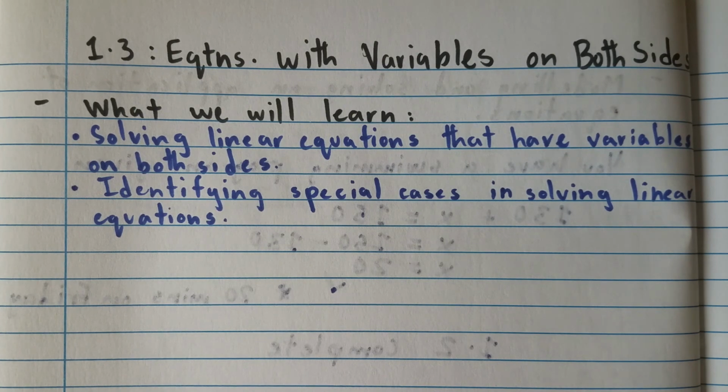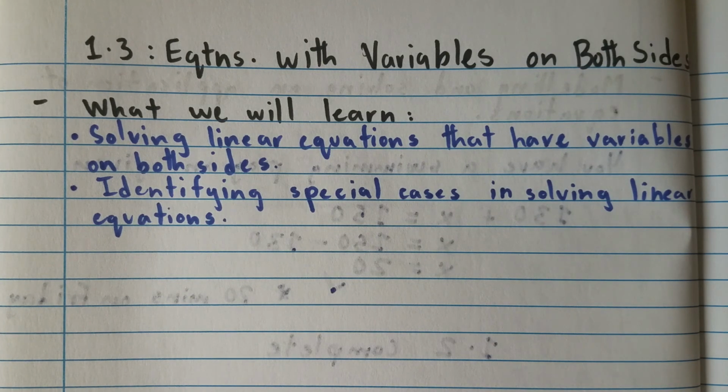In this lesson, we're looking at section 1.3 of chapter 1, which is about solving equations that have variables on both sides. In this video, we will learn about solving linear equations that have special cases as well. And we will also learn more complex solving systems of linear equations.